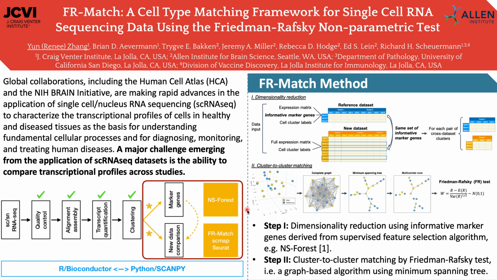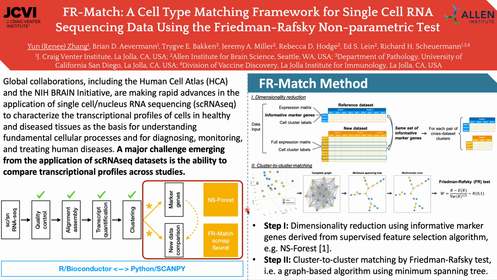Global collaborations, including the Human Cell Atlas and the NIH BRAIN initiative in the US, are making rapid advances in single-cell or single-nucleus RNA sequencing. A large amount of data has been generated. However, a major challenge limiting the full utilization of these single-cell RNA-seq data is the ability to compare and integrate data across studies. Here, we focus on the application of mapping the identified cell type clusters across single-cell RNA-seq studies.